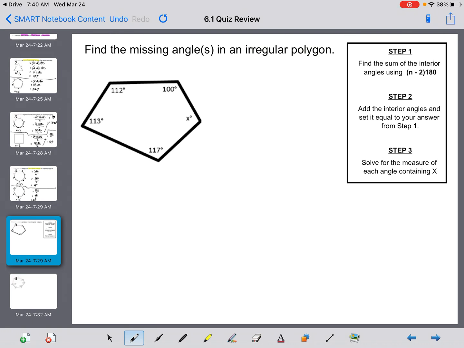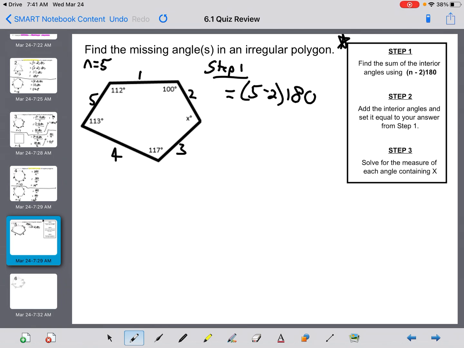Okay, the last two is where you have to follow your three-step process. Find the missing angles in an irregular polygon. Well, step one says find the sum of the interior angles using n minus 2 times 180. How many sides do we have here in this irregular polygon? 5, right? So n is equal to 5. So we have 5 minus 2 times 180. 5 minus 2 is 3, and 3 times 180 is 540 degrees.